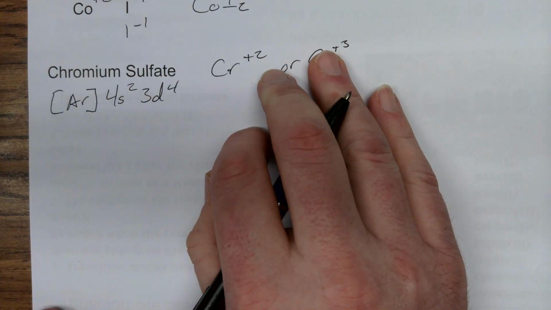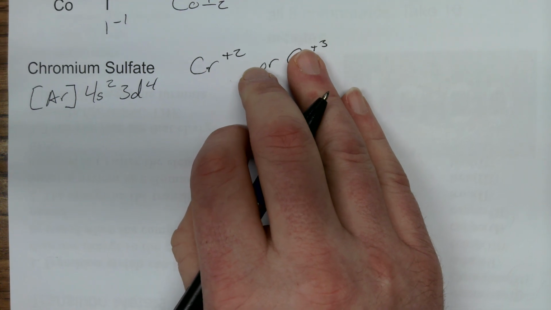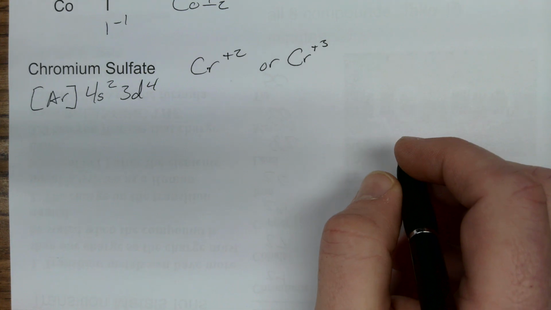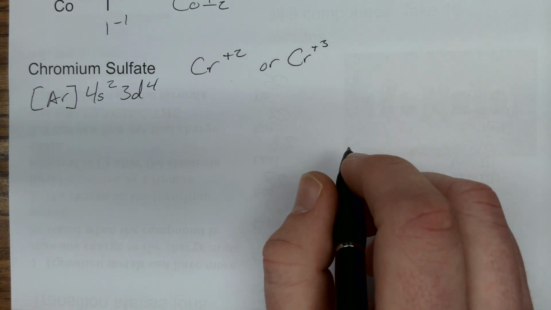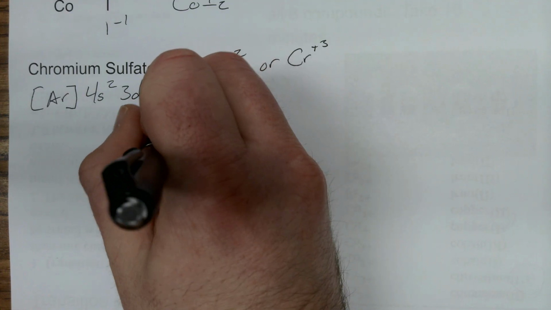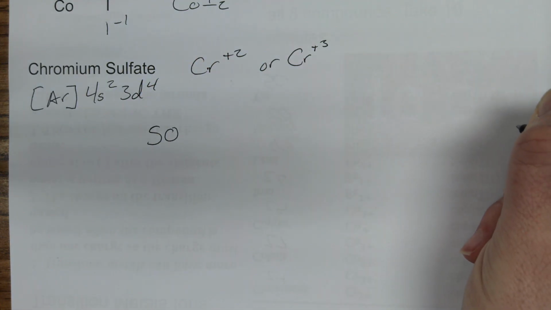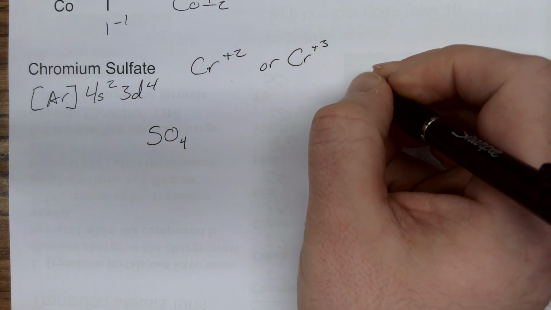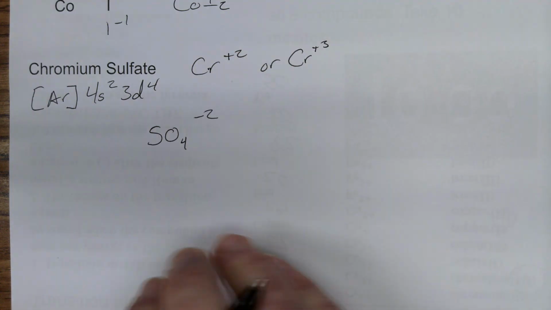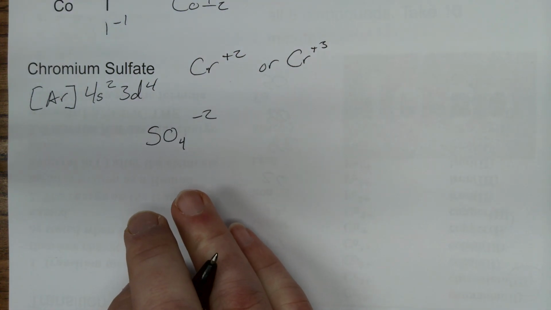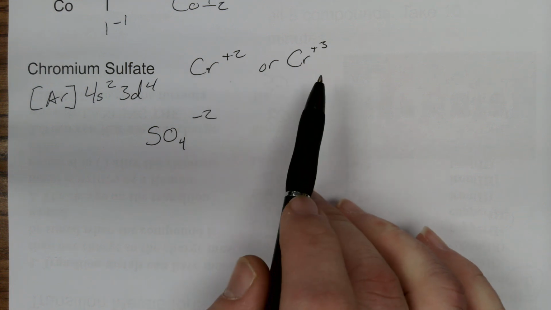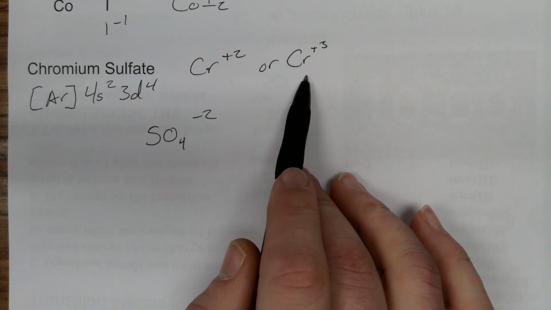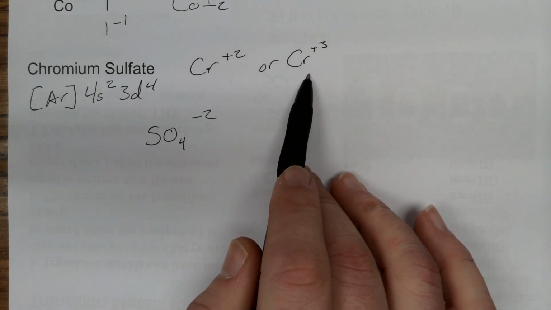Sulfate. Someone tell me the polyatomic ion and charge for sulfate. What's the polyatomic ion for sulfate, guys? Starts with an S. Sulfur. There's an O4. What's the charge? Is it 1? Not 1. It's minus 2. Which chromium lines up best? Cr2+ or Cr3+? Cr2+.